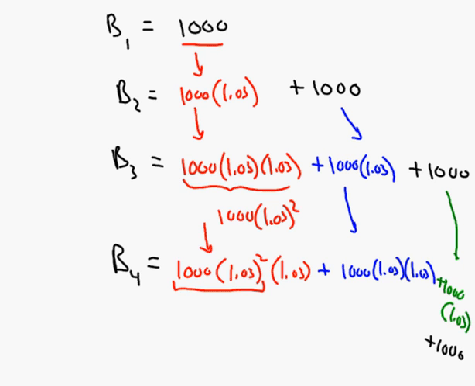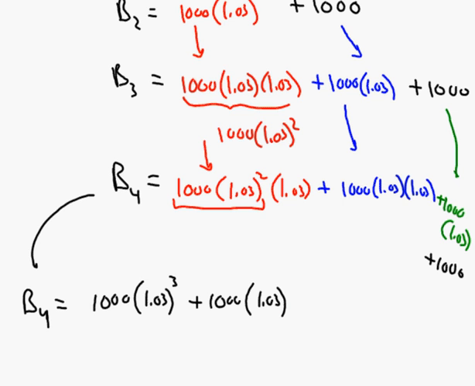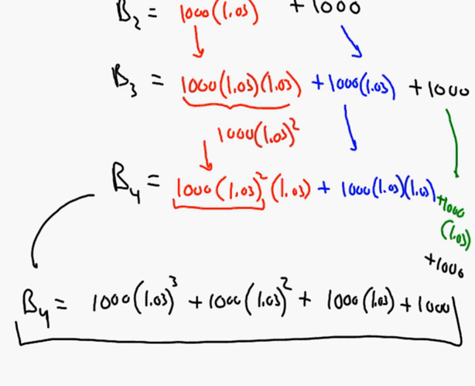All right, so let's write this in a slightly more compact form. So we can say that the money in your account at the beginning of the 4th year is equal to 1,000 times 1.03 to the 3rd power plus 1,000 times 1.03 to the 2nd power plus 1,000 times 1.03 plus 1,000. Okay. Maybe we're going to stop after 4 years.